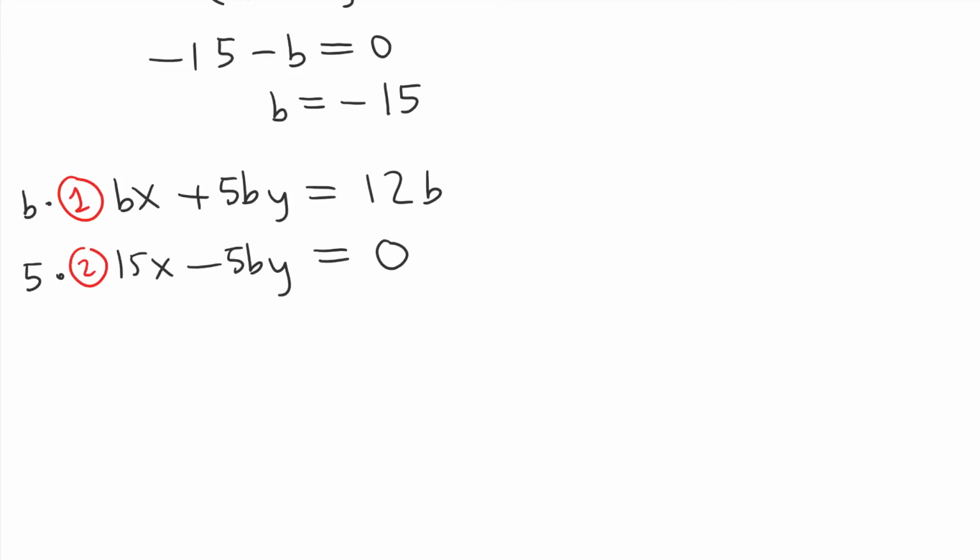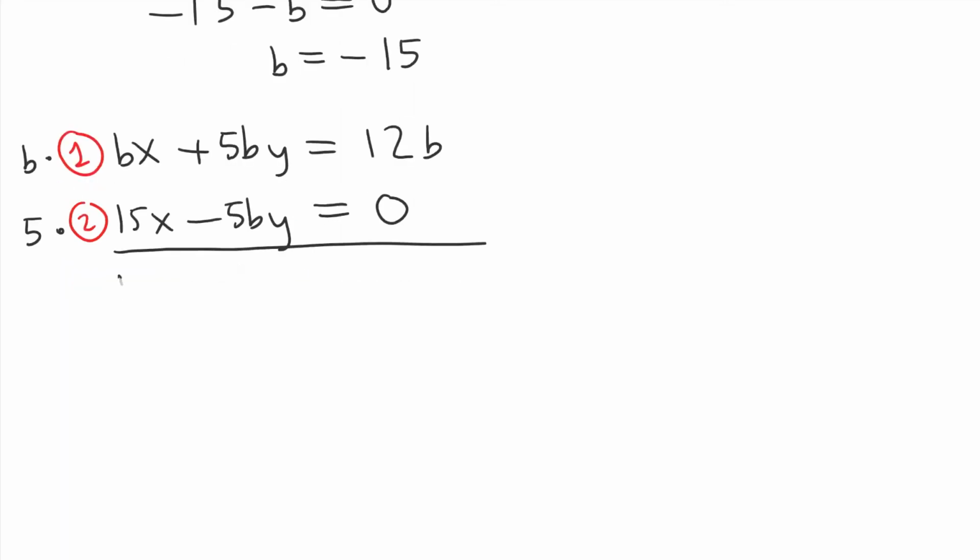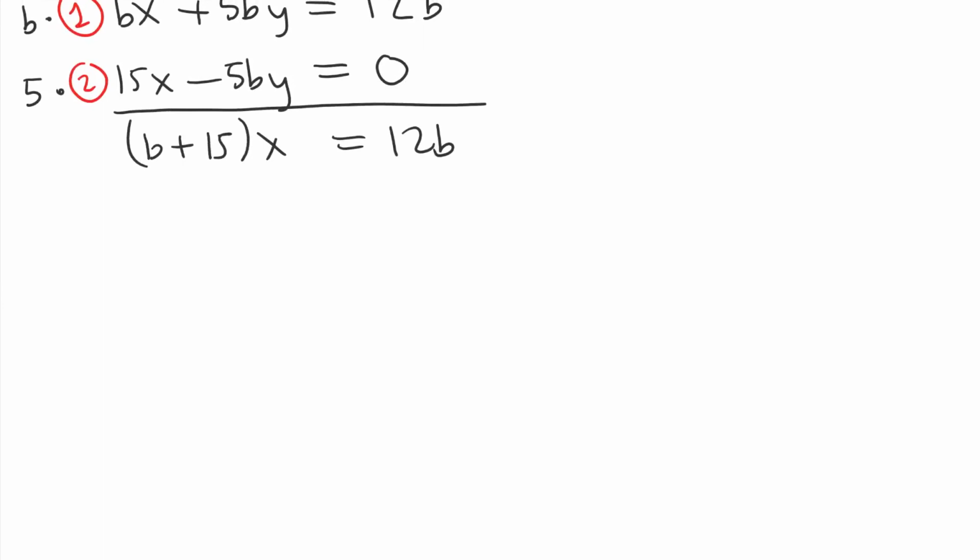And then when I add these together, you can see that the y terms will cancel out. And the x terms will get bx plus 15x is equal to 12b. And you can see on the left-hand side, it is x in both terms, so I can factor it out to get b plus 15 all times x is equal to 12b. And again, we ask ourselves what value of b would make the left-hand side cancel each other out. And that would be, again, when b plus 15 is equal to 0. In other words, b is equal to negative 15.